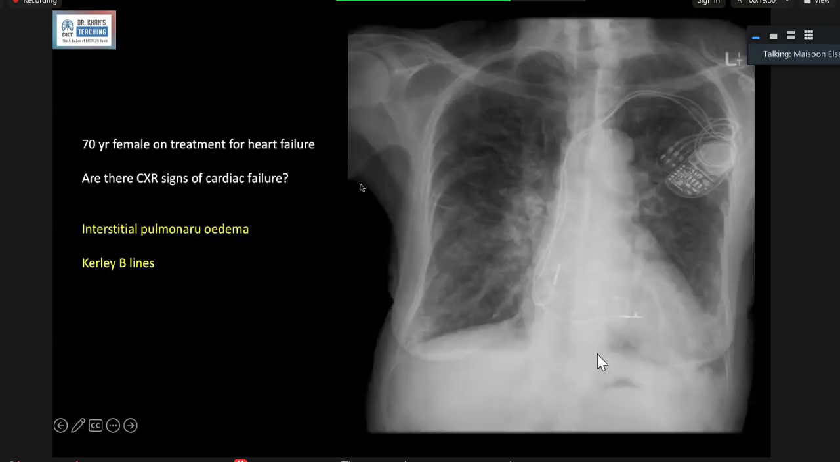The last question was a 70-year-old lady on treatment for heart failure. Does this x-ray show any signs of cardiac failure? It shows interstitial pulmonary edema because you can tell from the right-sided linear opacities. I think it's a bit harder to tell very clearly, but you can see it here for sure. This indicates interstitial pulmonary edema. The costophrenic angles are also not very well demarcated, so there's a possibility of small bilateral pleural effusions. And the interstitial linear opacities are called Kerley B lines.